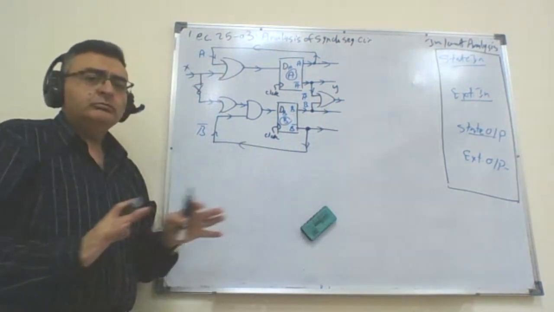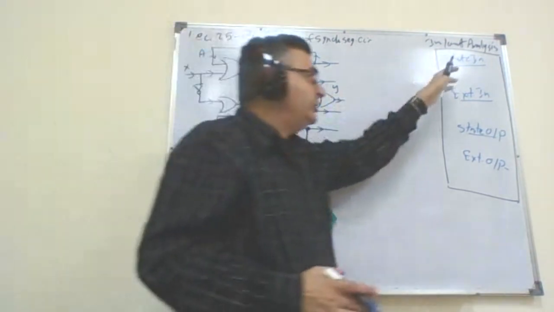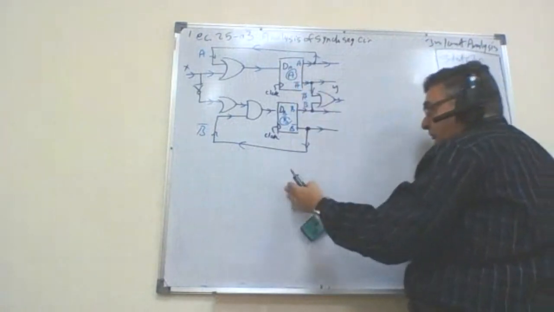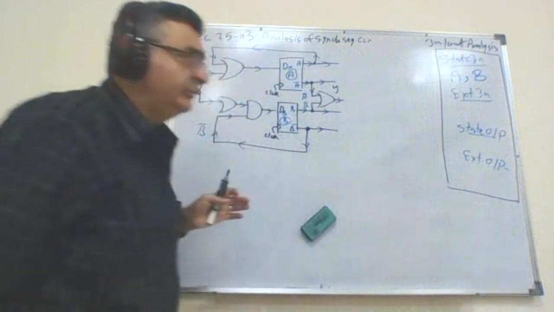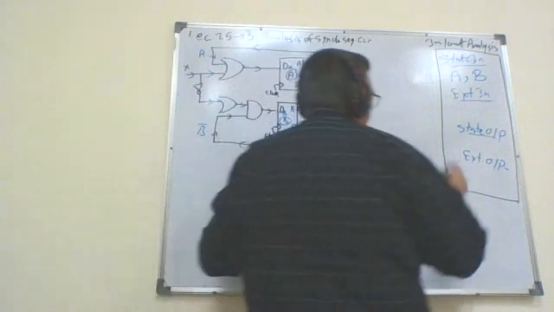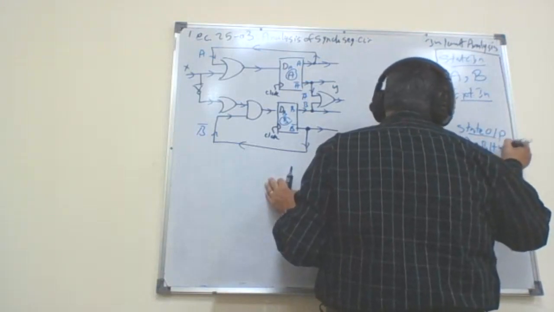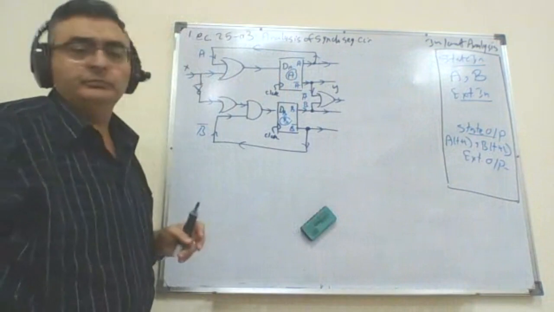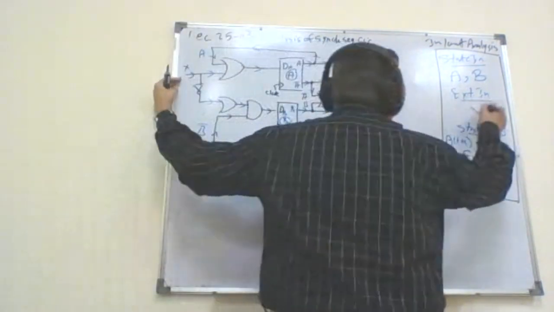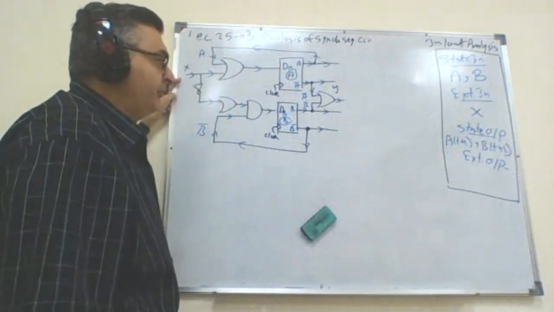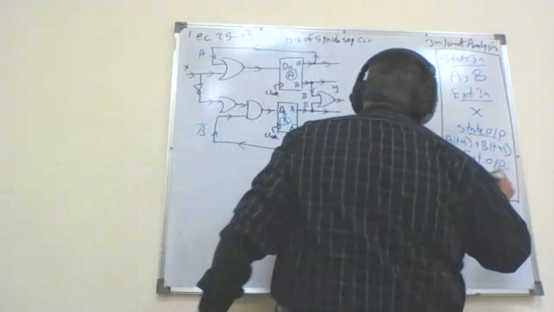Now, forget the feedback completely. But before we do that, we need to continue this. So the state inputs here for the circuit are A and B. Similarly, I have A of t plus 1 and B of t plus 1 as the state outputs. External inputs, I have X. External output, I have Y.